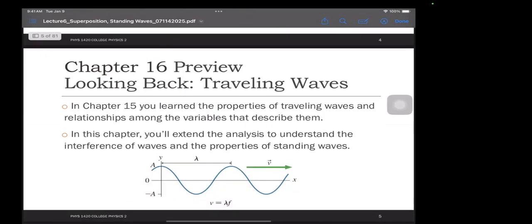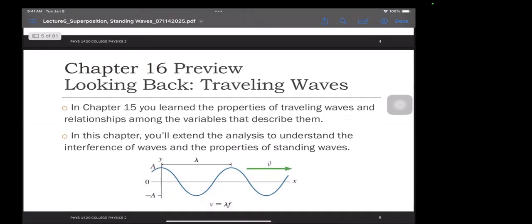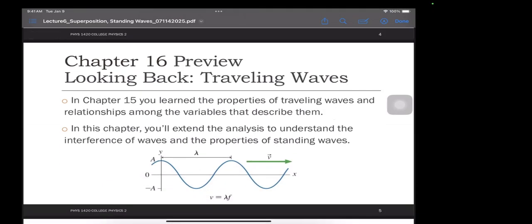And also, let's try looking back at something. Last week we learned about traveling waves. In the previous chapter, you learned the properties of traveling waves and relationships among the variables that describe them. Do you remember that?